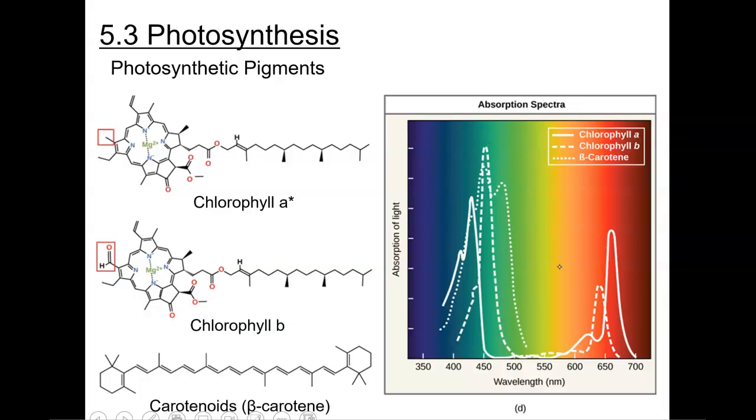So here is the chemical structure or makeup of chlorophyll A, B, and the carotenoids, and you can see the electromagnetic wavelength of colors, or your ROY G. BIV there.